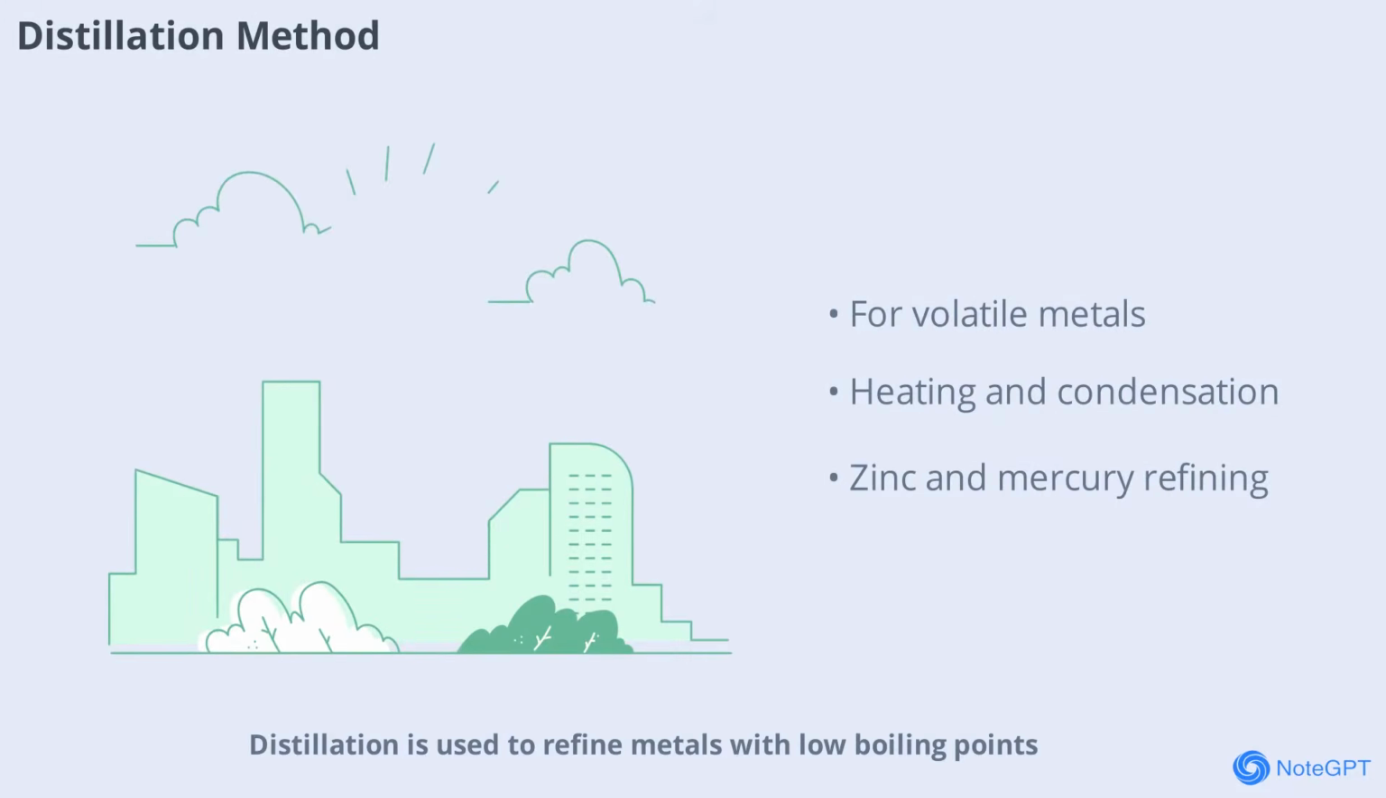Distillation is used to refine metals with low boiling points, such as zinc and mercury. The impure metal is heated until it vaporizes, and the vapor is then condensed to obtain pure metal. This method effectively separates the metal from impurities that have higher boiling points. Distillation is especially useful for metals that are volatile at relatively low temperatures.